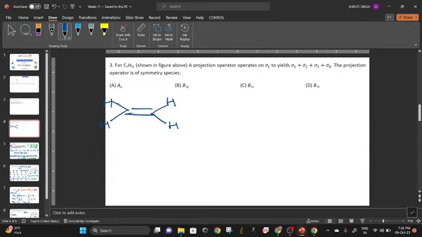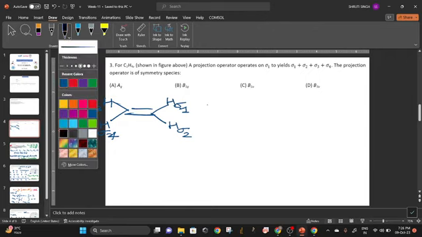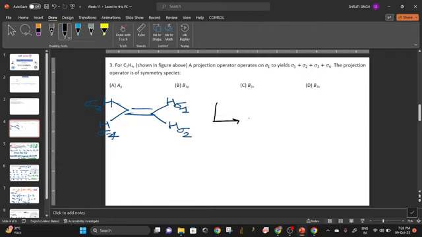Now what is sigma 1, sigma 2, sigma 3? Let's write. This is sigma 1. Sigma 1 means the s orbital of hydrogen. Sigma 2, sigma 3 here, and sigma 4. And let us write the coordinate system also. So this is the x-axis, this is the y-axis.